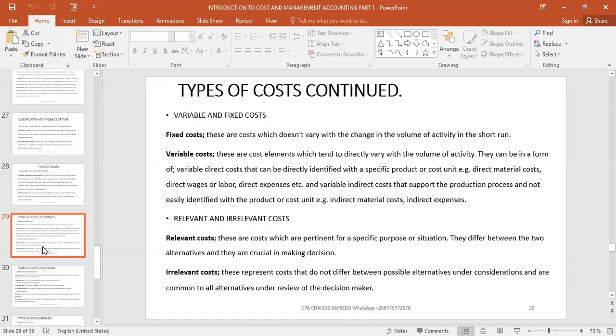Then the second one is variable cost. These are cost elements which tend to directly vary with the volume of activity, or which are proportional to the volume of activity. They can be in the form of variable direct costs that can be directly identified with a specific product. When you talk about the variable direct costs, we mean the direct material, direct labor, and direct expenses.